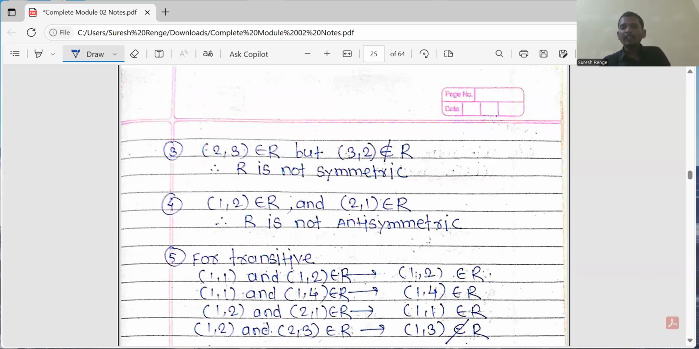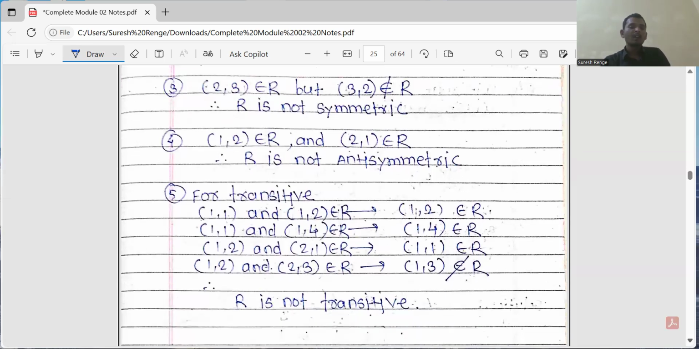Now we want to comment on the transitive relation. What is the definition of transitivity? If element A is related to B and B is related to C, then A is related to C must be present in that relation. Then we call that relation a transitive relation.